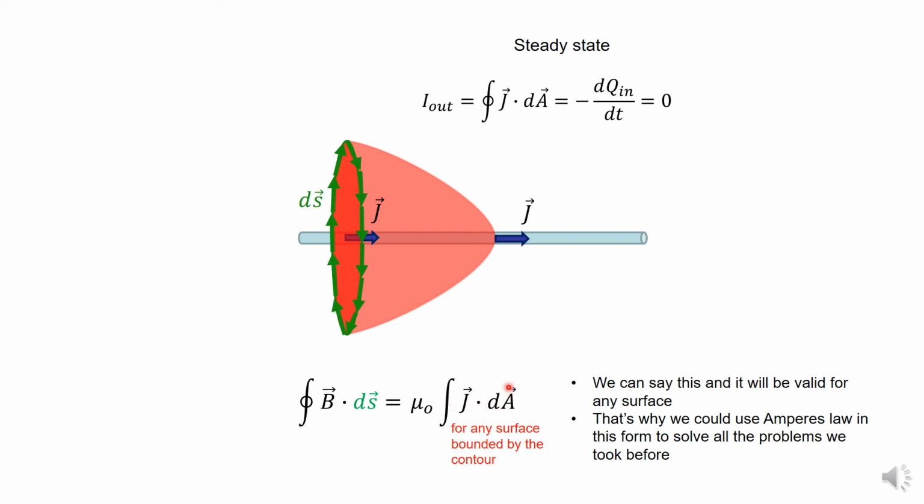And this is why we were able to use Ampere's law in this form in the previous chapter for the whole chapter without any problems, because we were dealing with situations where we had steady state. So if you get the current going through this flat surface, it's exactly the same as the current going through this surface. There's no difference between them. So that's why you can state Ampere's law this way without any problem.